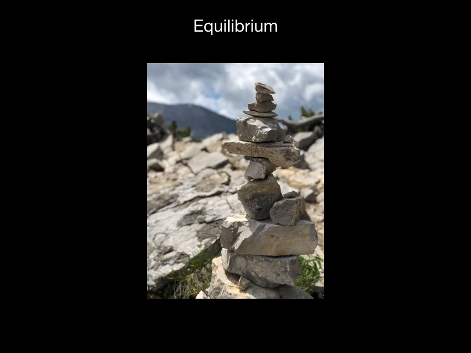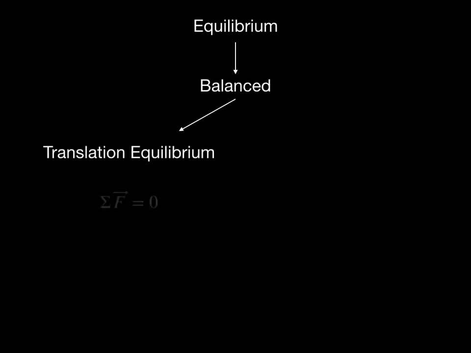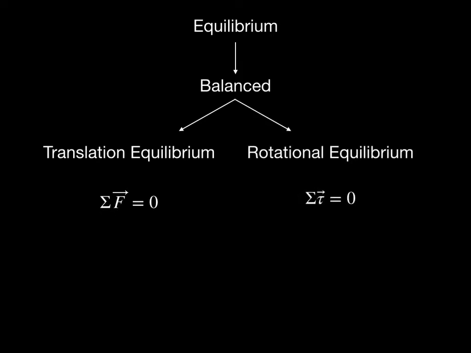Welcome to this lesson on equilibrium. Equilibrium is just another way of saying balanced. In order to be balanced, two conditions have to be met. First is translational equilibrium, which means that the net force on the object has to be zero. Secondly, rotational equilibrium, which implies that the net torque on the object also has to be zero. Both of these have to be true to be in equilibrium.